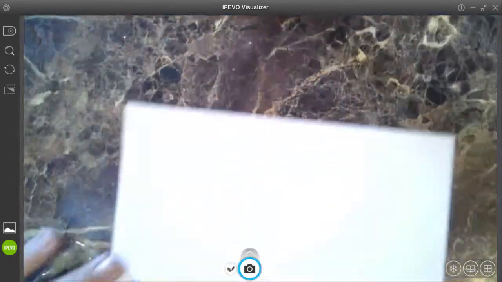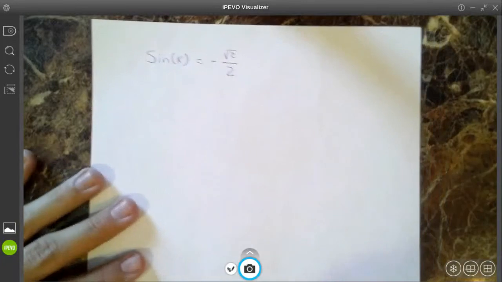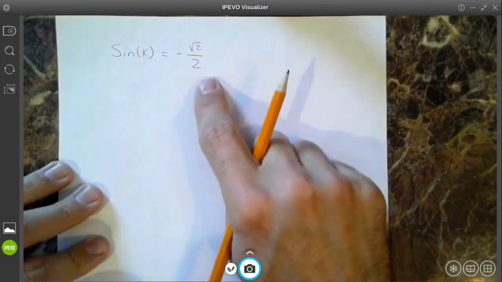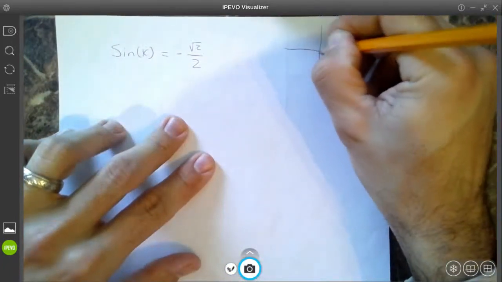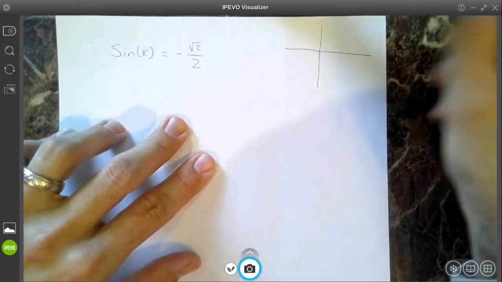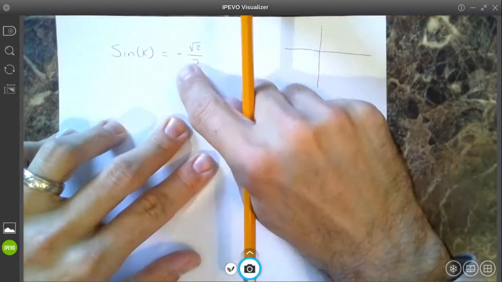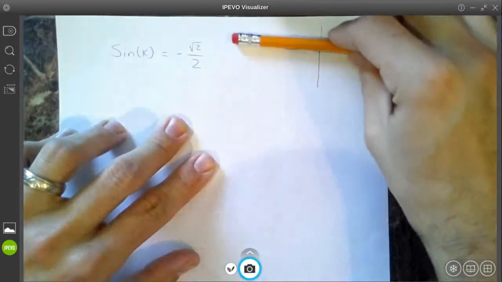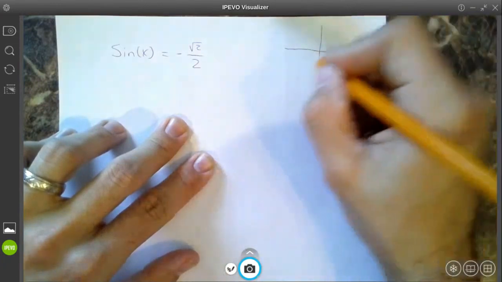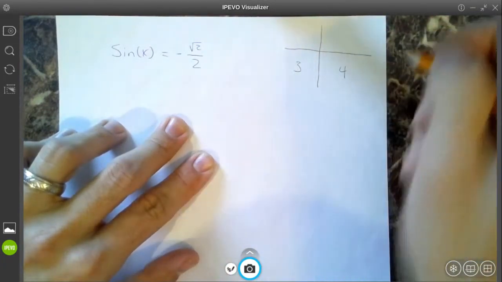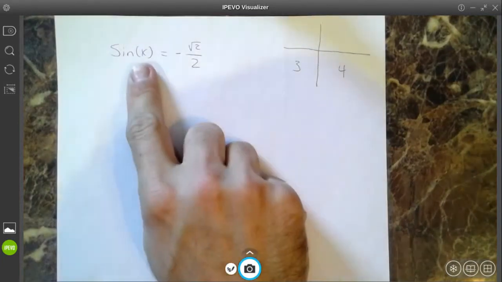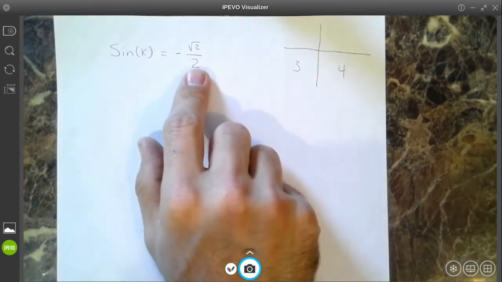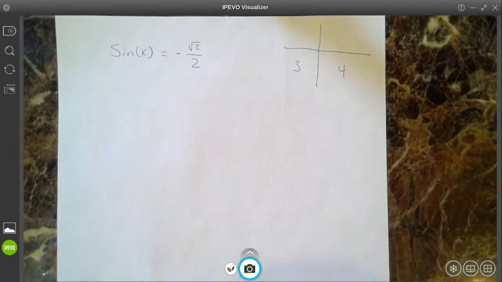All right, let's do another one here. Sine of x is equal to negative square root of 2 over 2. So again, I'm going to think about that little chart. Because sine of x is negative, I know that my y values have to be negative. So I know my answers are going to be in quadrant 3 or quadrant 4. That's where I'm looking for my solutions. So where does sine of x equal root 2 over 2? What's the special angle related to that?